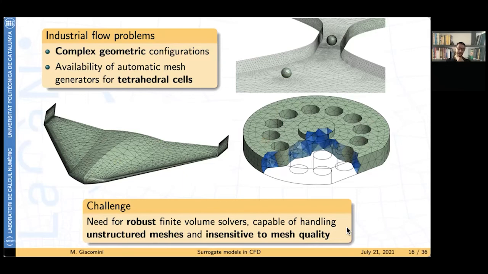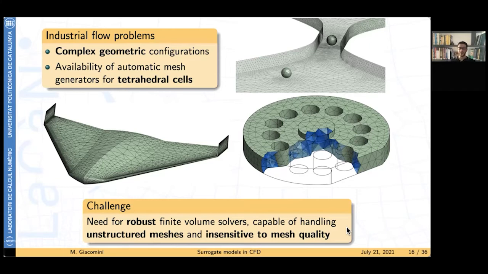The other restriction stems from the fact that automatic mesh generators exist, both open source and commercial, but they tend to rely on tetrahedral cells, whereas OpenFOAM solvers, for example, outperform other solvers when hexahedral cells are used. Of course, there are mesh generators that employ hexahedral elements, but automatic mesh generation for hexahedral meshes is still an open field of investigation.